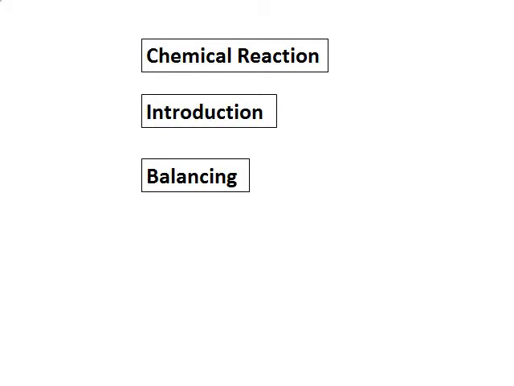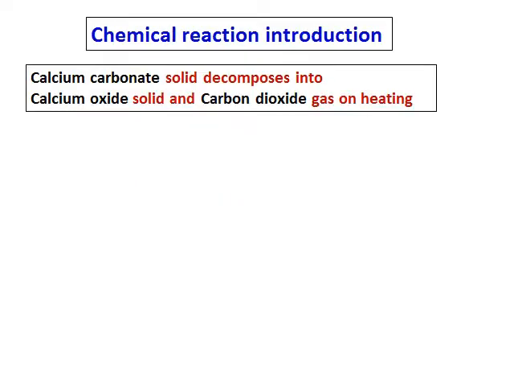We are going to learn about chemical reactions. I'll introduce you to how to write a chemical reaction and how to balance it. So let's start with what a chemical reaction is. Consider a reaction in which calcium carbonate solid decomposes into calcium oxide solid and carbon dioxide gas on heating. I want you to convert this into equation form.